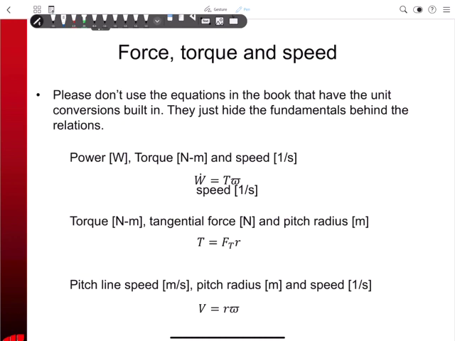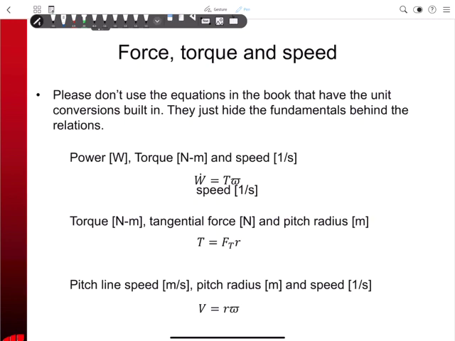Right, and I can't stress this enough. You will not survive plug and chug equation manipulation, right? That's not what this course is about. That's what engineering is about, for that matter. So please don't use these equations in the book that have all these unit conversions built in, from horsepower to foot-pounds to torque, whatever, and all these bizarre relationships.